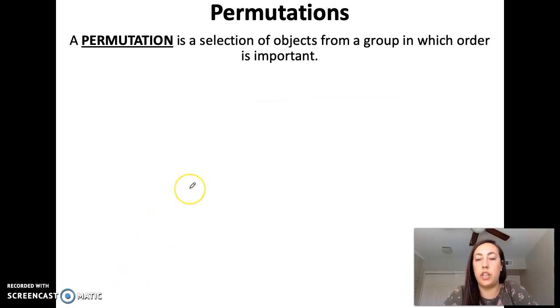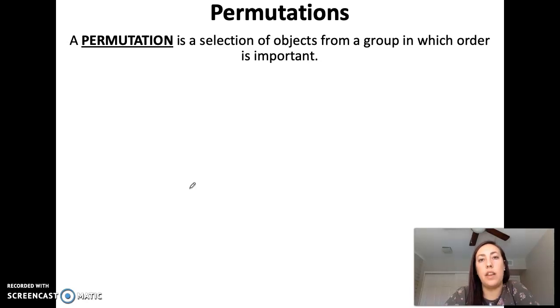So what is a permutation? It's a way you can select objects where the order matters. For example, if I had a class of 30 students and I was picking 1 to be president and 1 to be vice president, the order matters there because I care about which person is in which position.